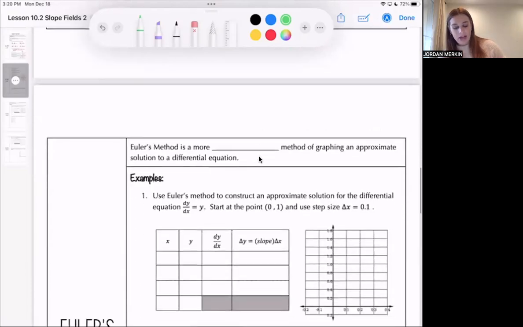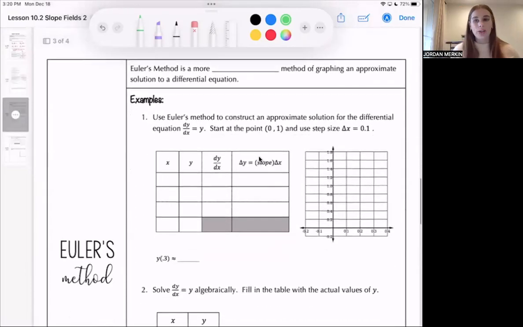next section. Okay, so the next section is on Euler's method. And so Euler's method is a much more precise way to actually solve these differential equations or approximate their solutions. So it allows us to actually graph the solution to a differential equation. It's a little tedious, and we're gonna basically step by step crank out what the points should be using this method.